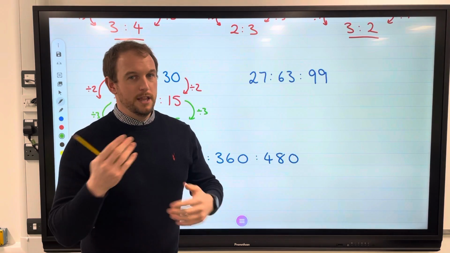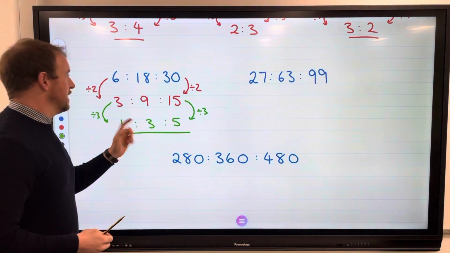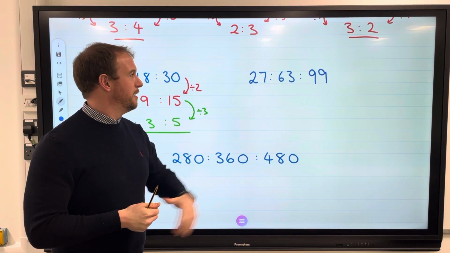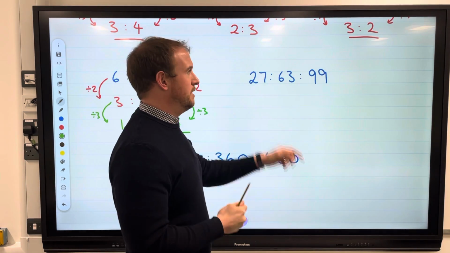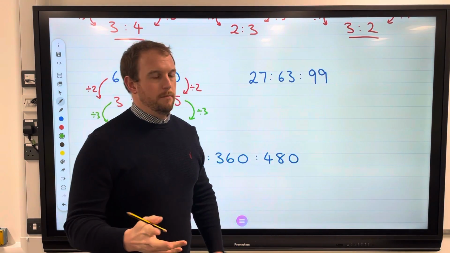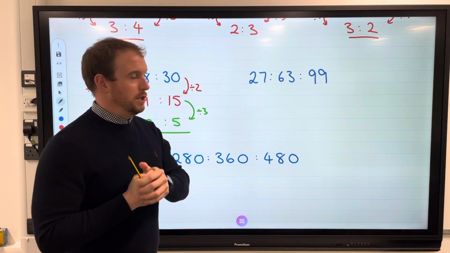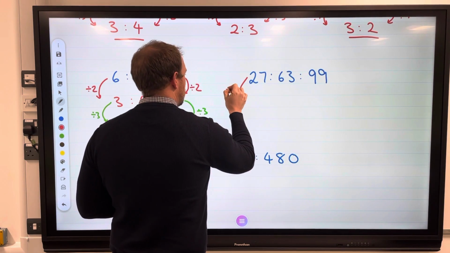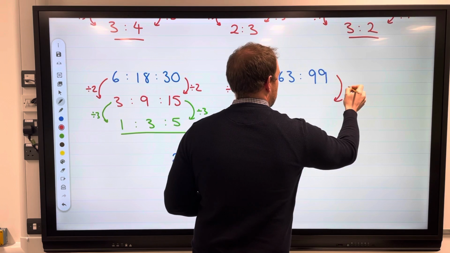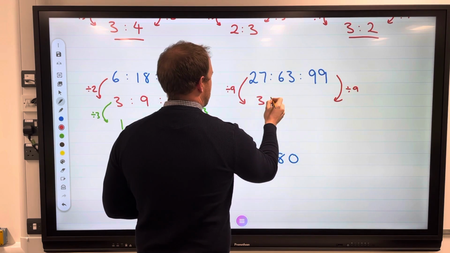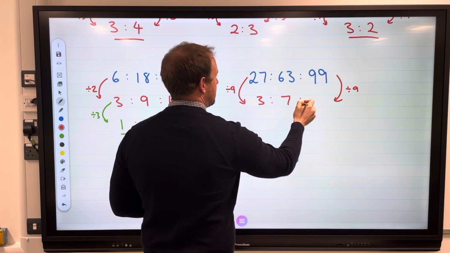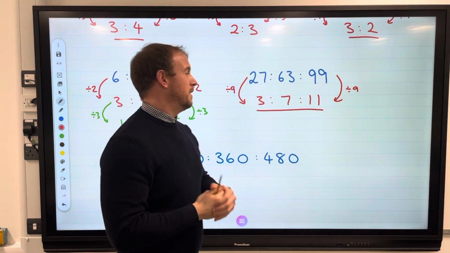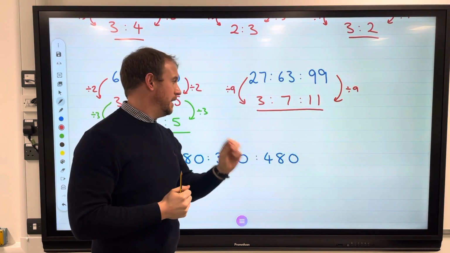So what I'm saying is there's more than one way to get this, and this will definitely help you if those small numbers help you to simplify. Here then, I've got 27 to 63 to 99. Think of those times tables. Where do you see all of those? In the 9 times table. So we're going to divide all of these by 9. Well, 9 3s are 27, 9 7s are 63, and 9 11s are 99. Again, times table knowledge really is key.